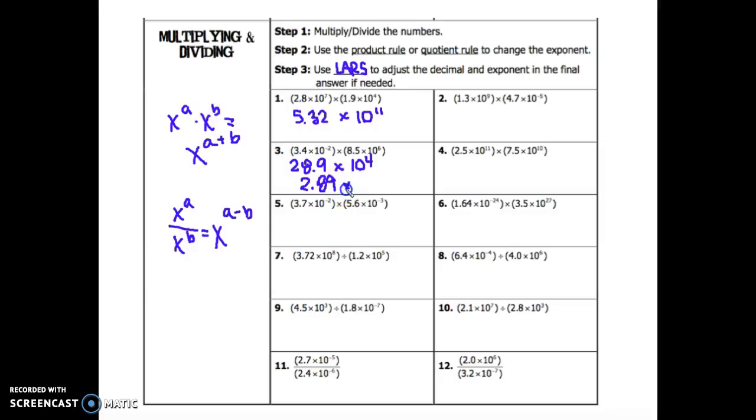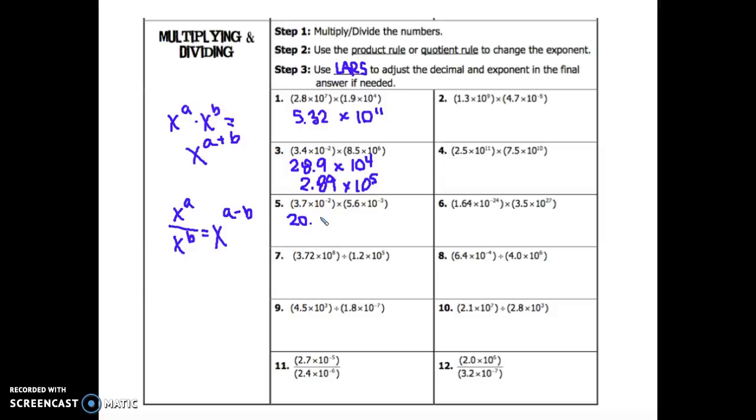So I need to add 1 to my exponent. So instead of 4, I'm adding 1 to make 5. And number 5, multiplying yet again. And so just like before, nothing has to match. I just need to simply do the multiplication. So I use my calculator to help me.